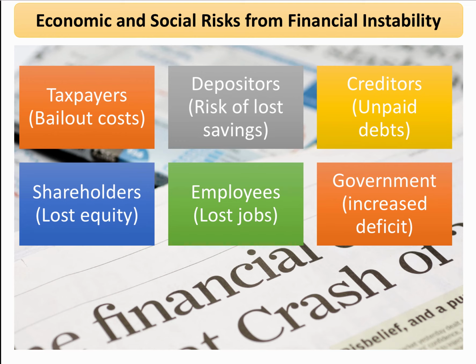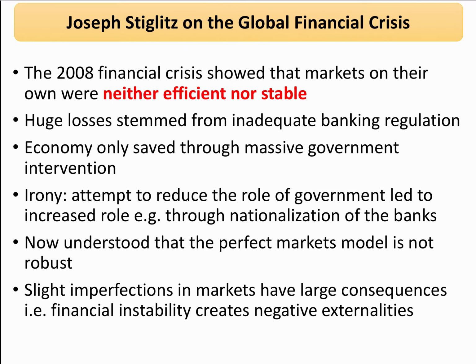So financial instability for an economy can bring some quite significant economic and social risks. Professor Joseph Stiglitz, the Nobel Prize winner, has been a well-known critic of financial markets, and in particular the light touch regulation of commercial and investment banking in the run-up to the crisis. There's a lovely quote here that the 2008 crisis showed that markets on their own were neither efficient nor stable. Great quote there from Stiglitz. Big losses stem from inadequate banking regulation, and the economy, according to Stiglitz, only avoided depression through massive government intervention.